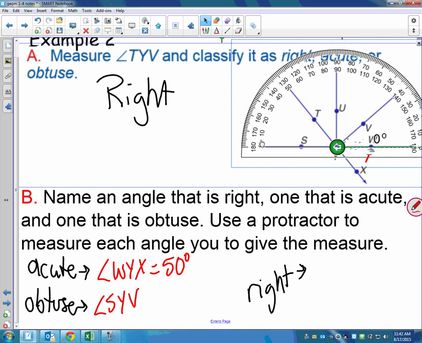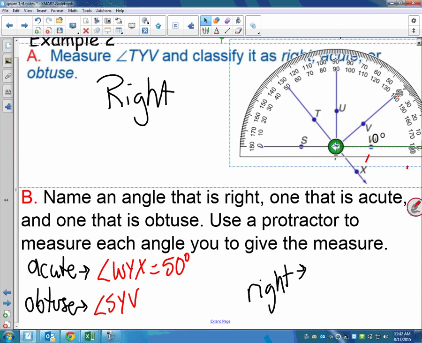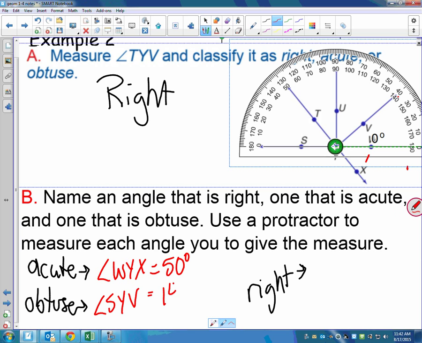140. And so this would be one, if you start and measure backwards, where you'd want to take the bigger value there, right? Because 140 and 40 are together. How do you know which one to pick? Well, SYV, you'd be measuring back like that, and that would be about 140 degrees. Stop me if you disagree with this, or if you have a question of where we're getting these values.